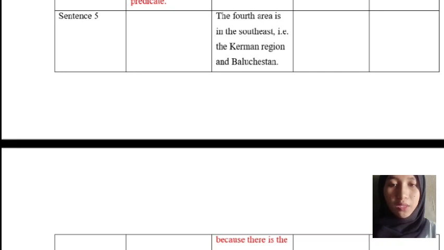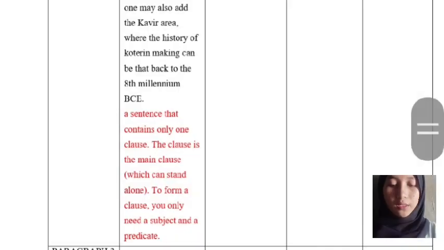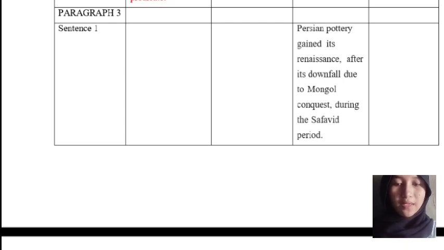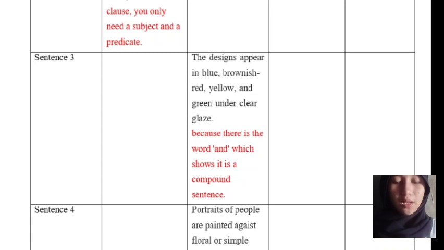Sentence 5, compound sentence, because there is the word "and," which shows it is a compound sentence. Sentence 6, simple sentence. A sentence that contains only one clause. The clause can stand alone. To form a clause, you need a subject and predicate. Paragraph 3, sentence 1, complex sentence, because there is a conjunction that shows there is a complex sentence. Sentence 2, simple sentence, a sentence that contains only one clause. The clause, the main clause, can stand alone. To form a clause, you only need a subject and a predicate.